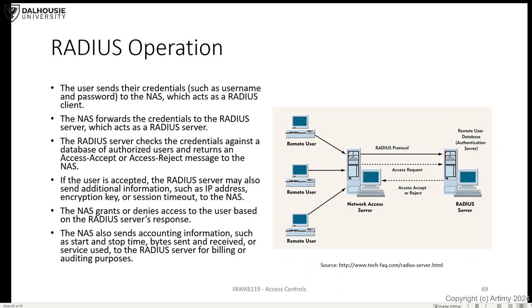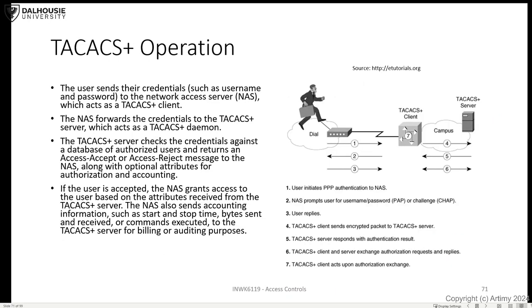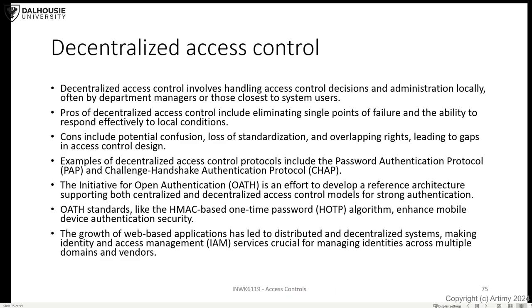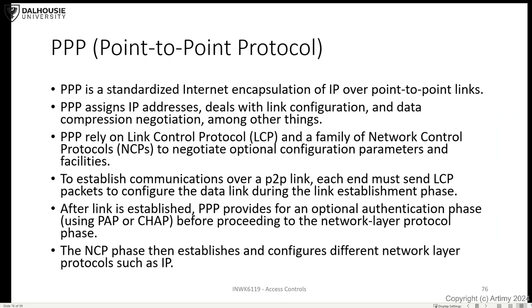So one of the things that it needs to do to be able to connect to the network is to get an IP address. So PPP assigns an IP address to the remote users, right? And also deals with different link configuration. Compression techniques were used because bandwidth was limited, and all of these things, right?